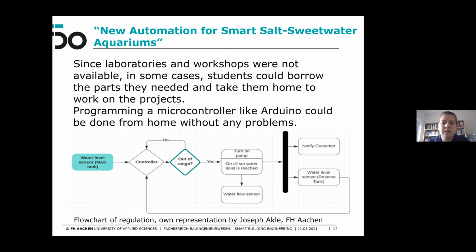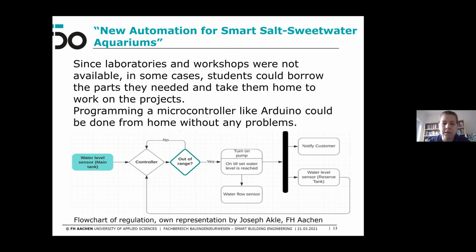Since laboratories and the workshops were not available because of lockdowns, we tried to find a solution so the student also could work on his topic. He just borrowed all the needed parts he needs to construct everything and took them home. So he was able to work on his project at home. And for example, programming a microcontroller like Arduino, which was used in this case, could be done from home without any big problems as well.